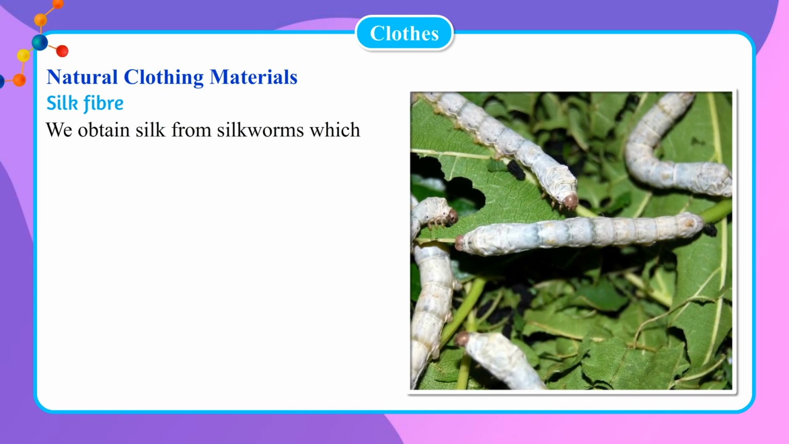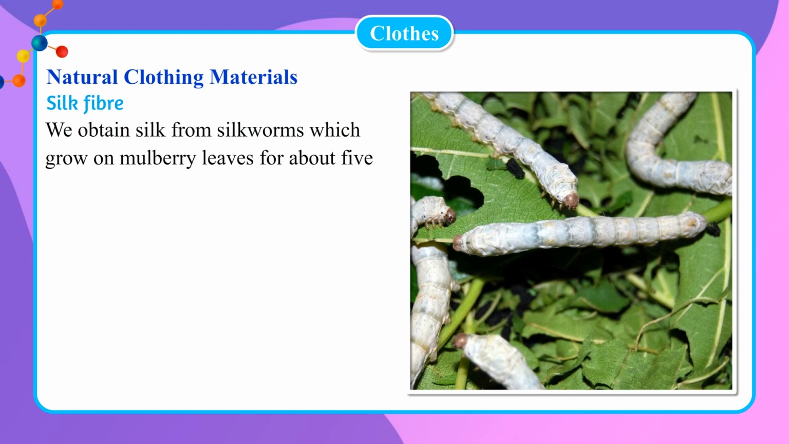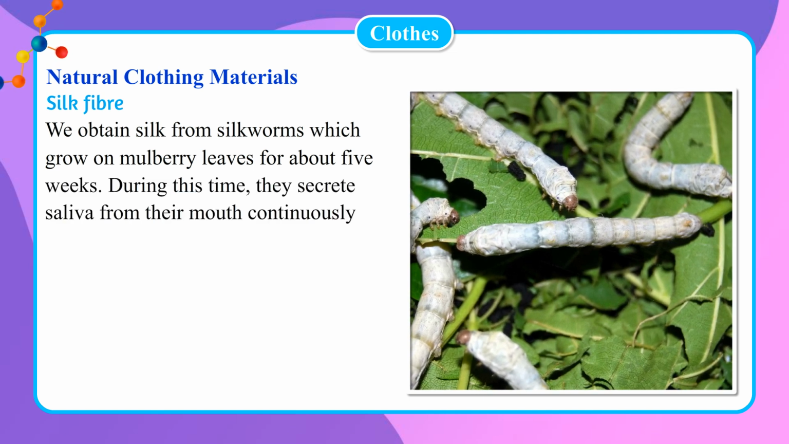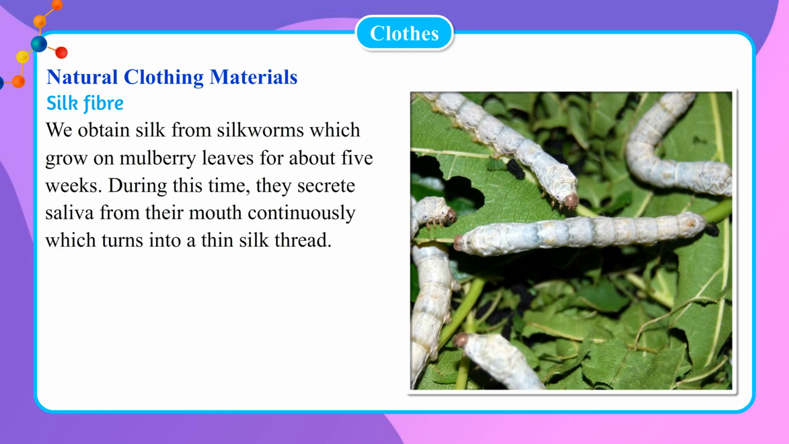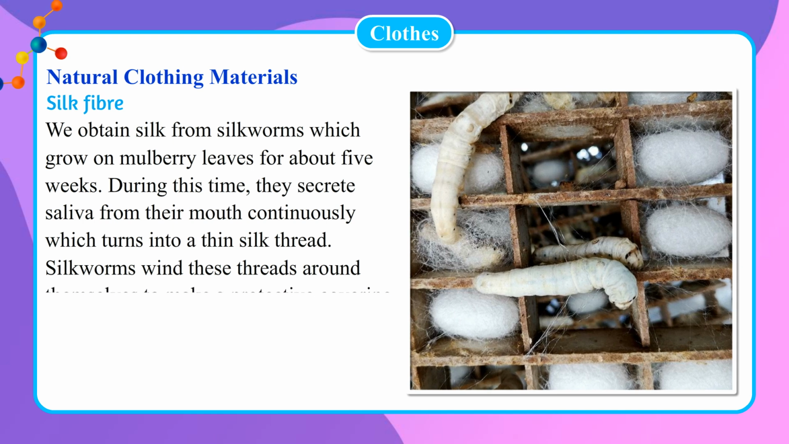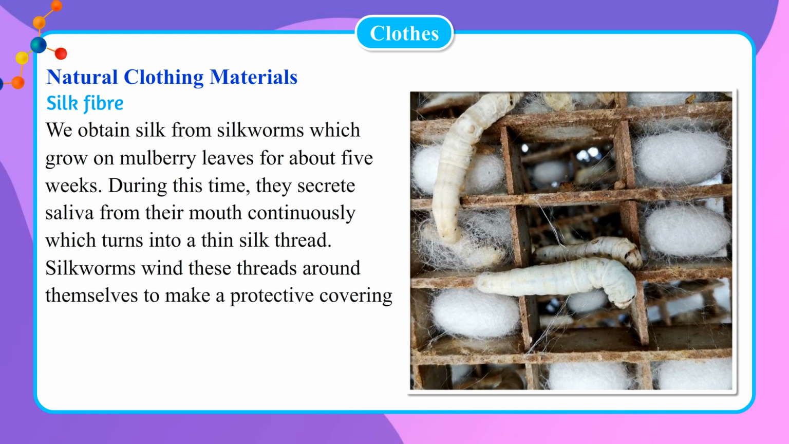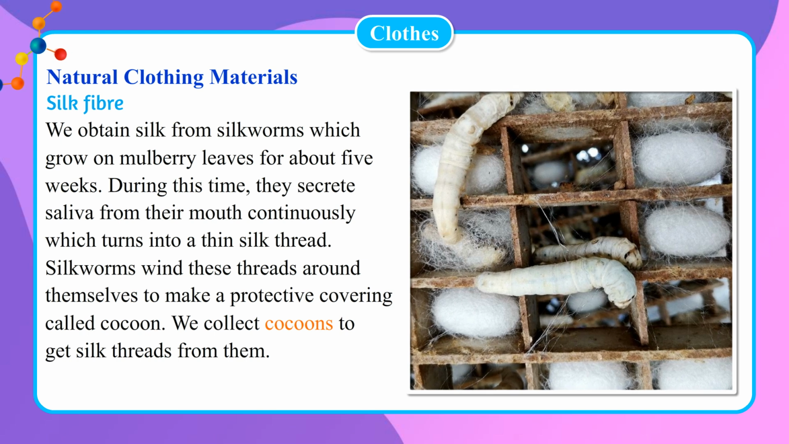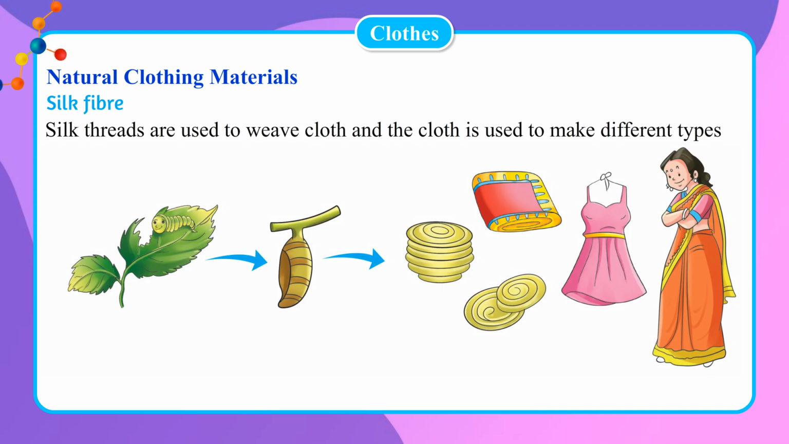Silk fiber. We obtain silk from silkworms which grow on mulberry leaves for about 5 weeks. During this time, they secrete saliva from their mouth continuously which turns into a thin silk thread. Silkworms wind these threads around themselves to make a protective covering called cocoon. We collect cocoons to get silk threads from them. Silk threads are used to weave cloth and the cloth is used to make different types of dresses.